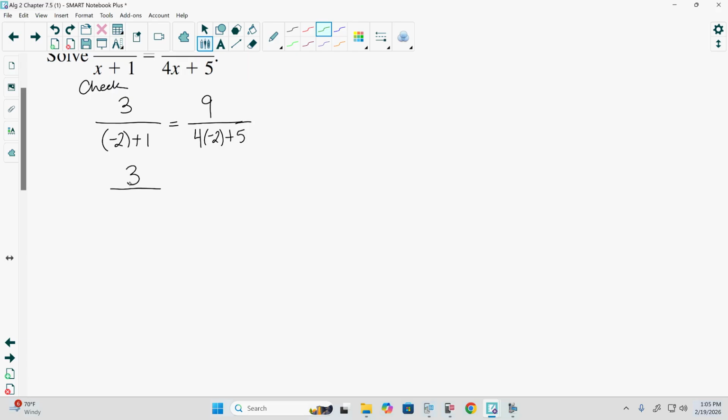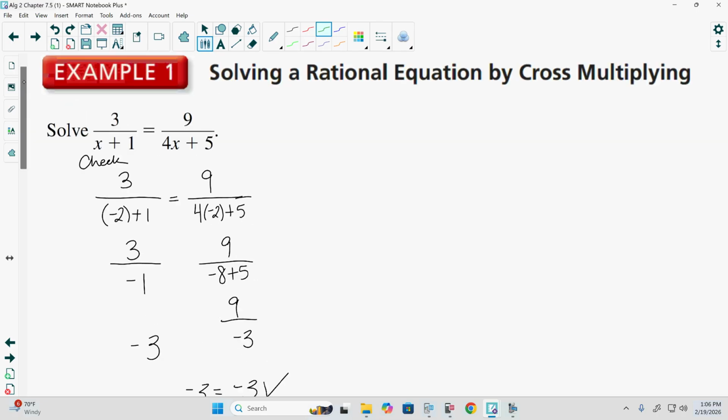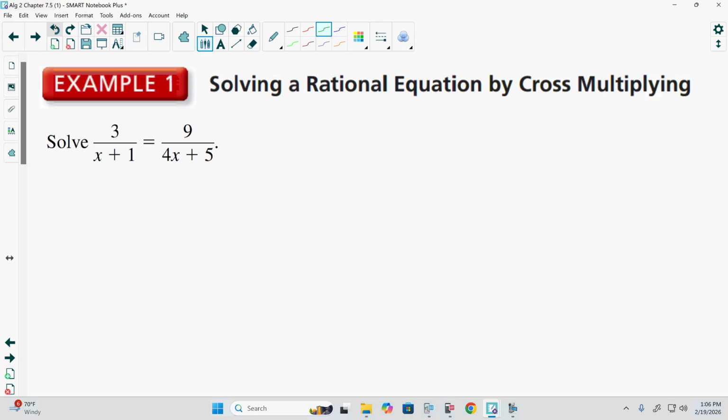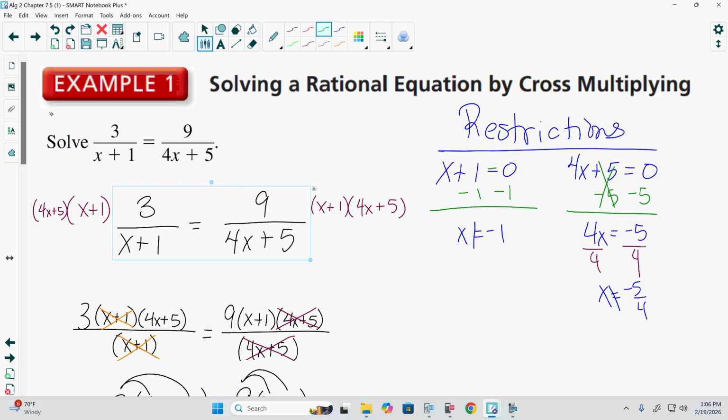Now, if we did this by hand, negative 2 plus 1 is negative 1. 3 divided by negative 1 is negative 3. On the right-hand side, 4 times negative 2 would be negative 8. Negative 8 plus 5 is negative 3. And 9 divided by negative 3 is negative 3. Telling us that both sides are indeed negative 3, so that is the correct answer. We also know it because it was not one of our restrictions. Questions on this here?